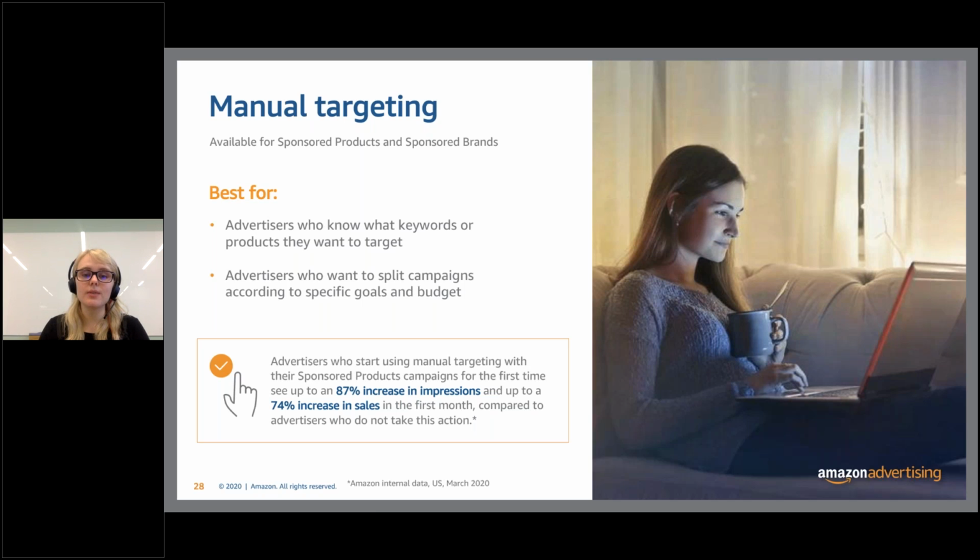And just to give you a sense of those numbers, advertisers who start using manual targeting see up to an 87% increase in impressions and up to a 74% increase in sales in the first month. So this is where we say, don't just stick to automatic targeting, really use them both and apply the insights that you're learning from your automatic campaign to your manual campaign.